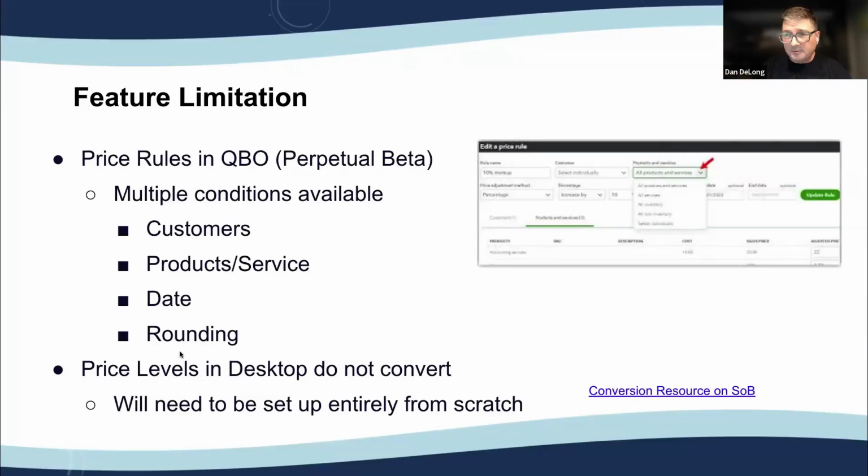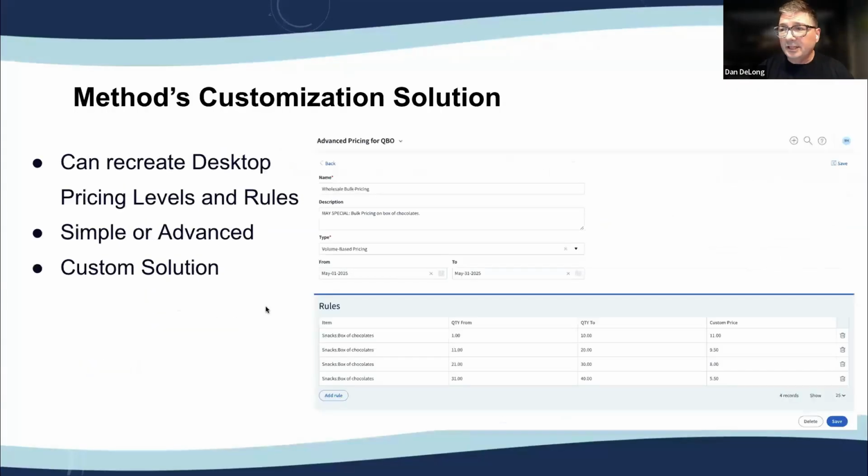But if you're coming from desktop, guess what? You get to start all over, because none of those price levels or price rules that you work so hard to create in desktop will come over. So you're going to have to start from scratch to begin with. So why not start with something that gives you more than what you can do? Yousif, if you want to talk a little bit about this, so we have about a couple minutes.